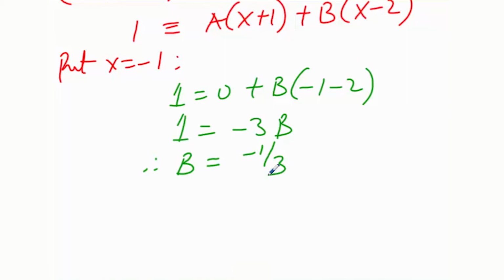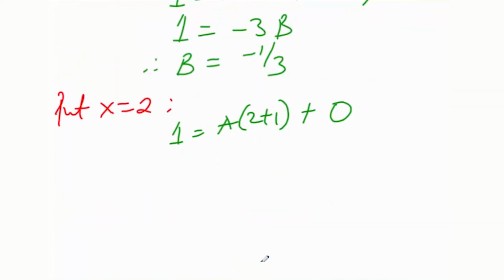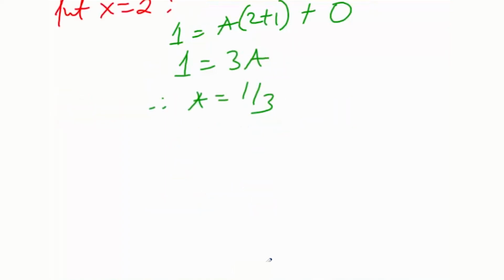If I have this, I need to get my A as well. If I put x equals 2, that means I'm going to have 1 equals A times (2 plus 1), and the B term gives me 0. So I have 1 equals 3A. Therefore, I have my A equals 1 over 3.